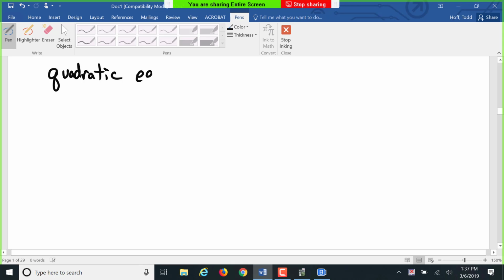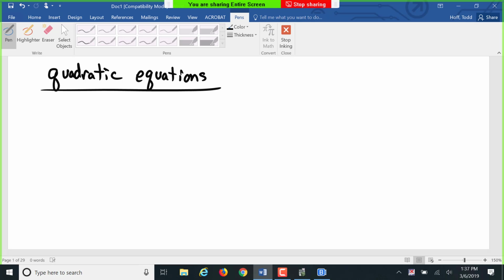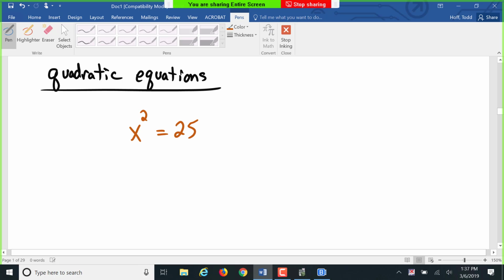Well, there's something called quadratic equations. A quadratic equation is nothing more than an equation where the highest power of x is x squared, and the only other power of x would be x itself, or x to the 1. The simplest quadratic equation I can write looks like this: x squared equals 25. How would I solve that?